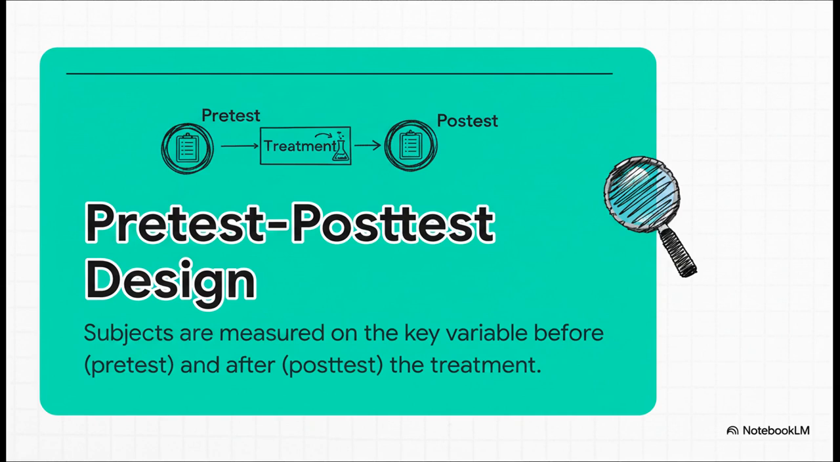You measure your subjects on whatever you're interested in before you give them the treatment. That's your pretest. Then you give them the treatment and you measure them again. That's the post-test. This lets you calculate the exact amount of change for each person.